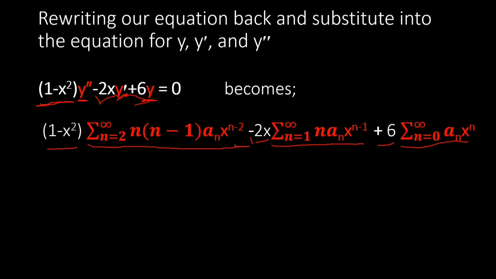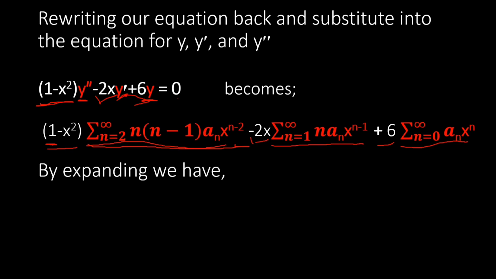Okay, so having done that, we proceed to the next step by expanding. What does this mean? We need to expand this equation by using this one to multiply this. Then I will use this x squared to multiply it again. Then come back here. I will use this minus 2x, I will use this 2x to multiply this. Then I will also use this 6 to multiply this. Okay, so this is what we have.